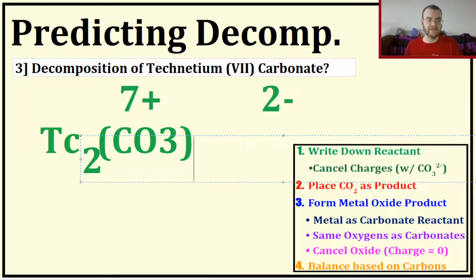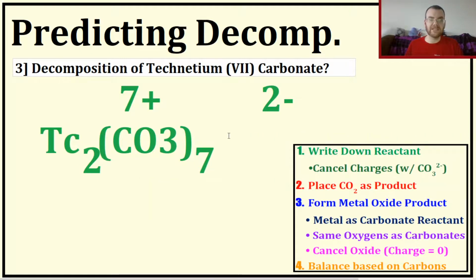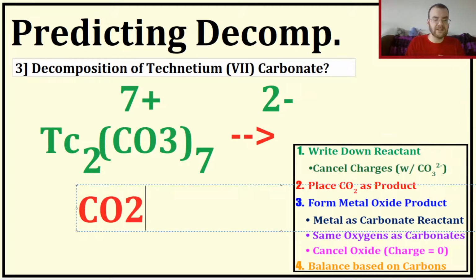So the technetium gets the 2, the carbonate gets the 7. That makes them both into 14, which is what we want. That is going to cancel it out, and then we're going to move on to our products. For our products here, we are going to wind up with our CO2 as our first product, and our second product is going to be that metal oxide, which is going to be technetium 7 oxide.